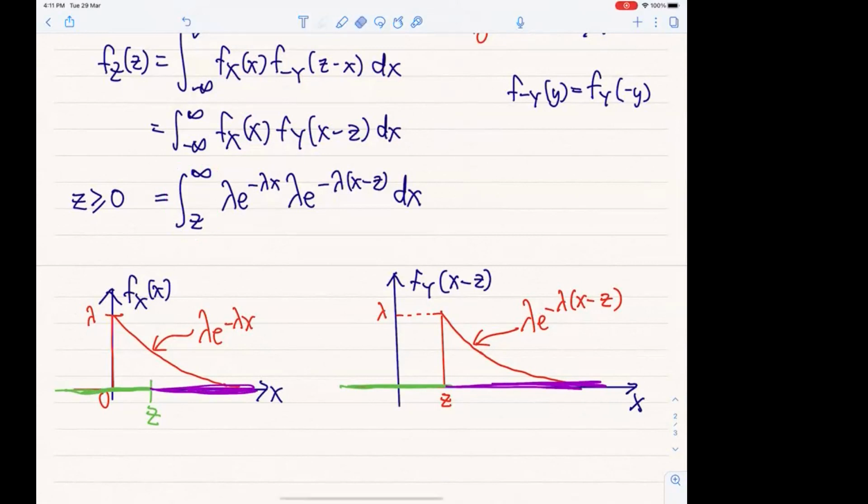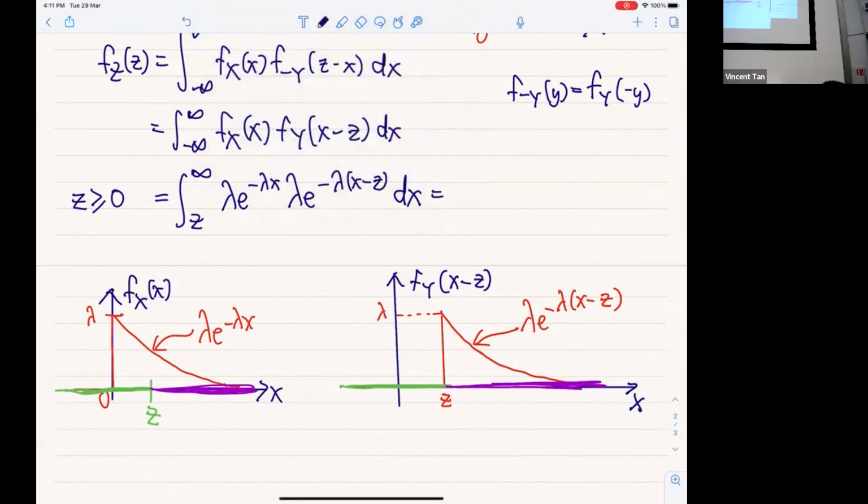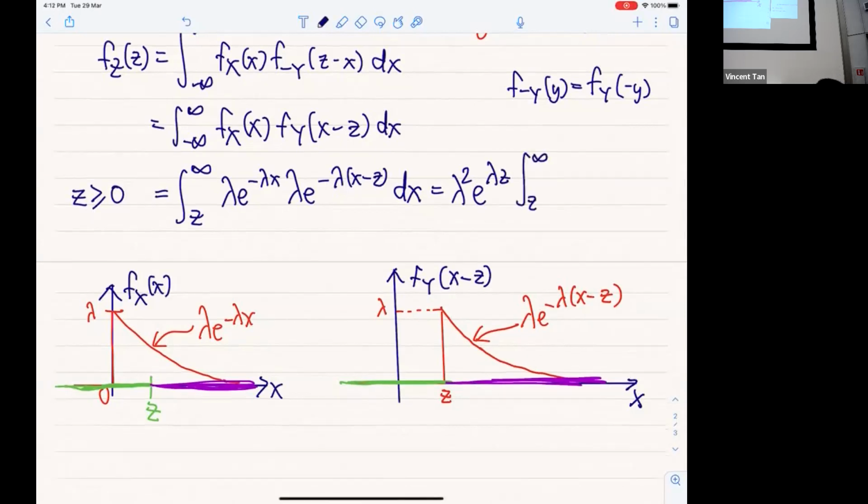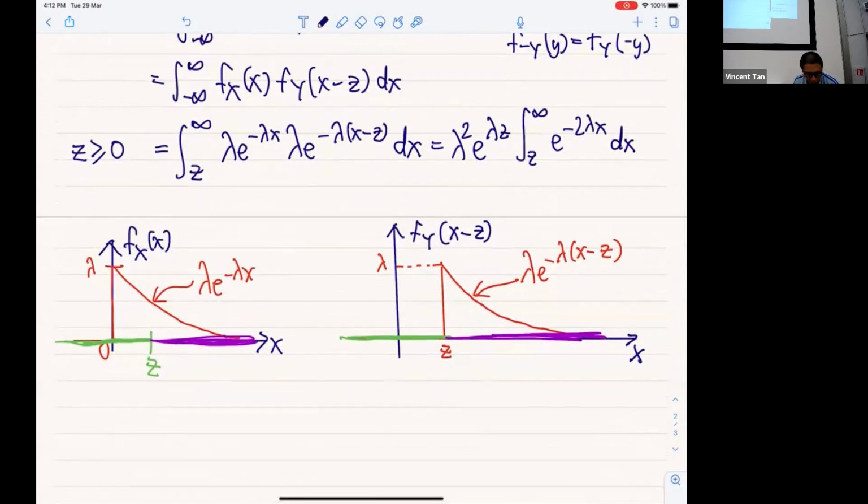Now, this is a direct integration, but there are a lot of things that are constant. Lambda squared e to the plus lambda z, integrate from z to infinity, e to the minus 2 lambda x dx. I'm not going to teach how to integrate, but if you're interested, work this out by yourself. After you're all done, you have lambda over 2 e to the minus lambda z. This is for z greater than 0.